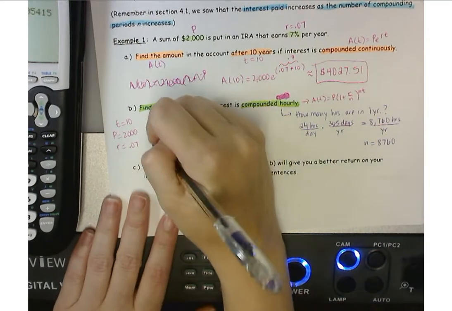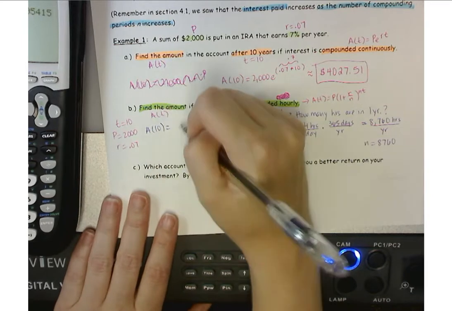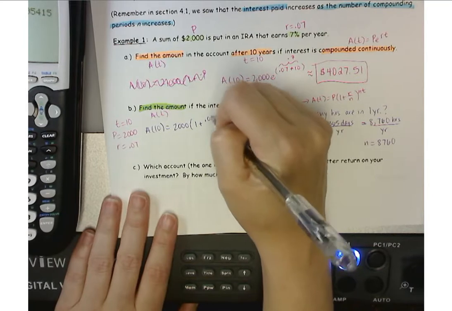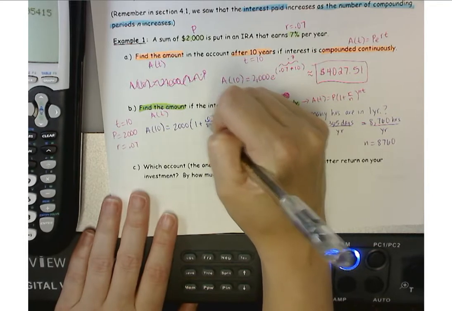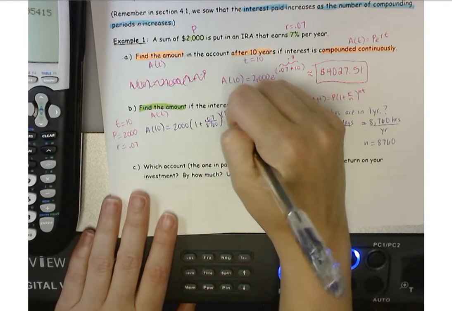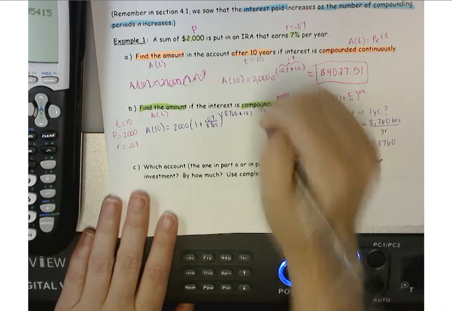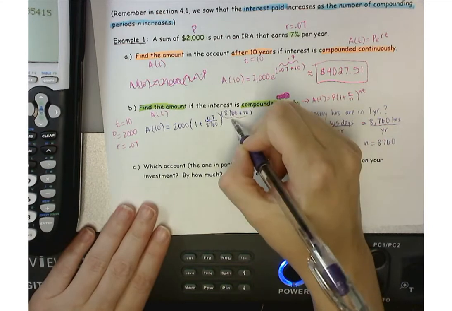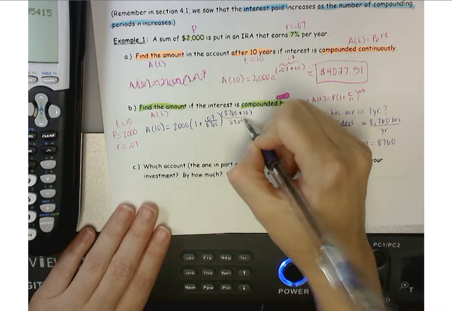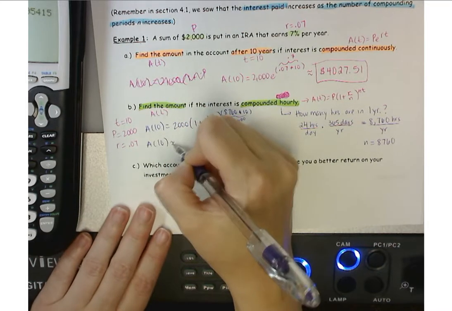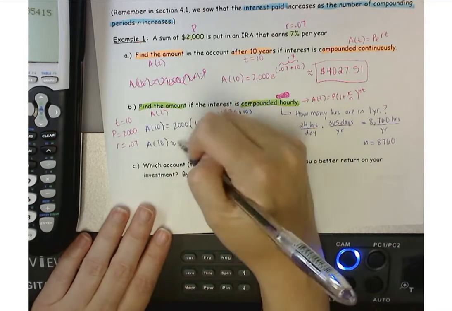So your A of t or your A of 10 is 2,000 times 1 plus 0.07 over 8760, to the 8760 times 10, which is really just going to be what? 87,600. All right, and then again, we'll round to the nearest cent, and you should get 4,027.